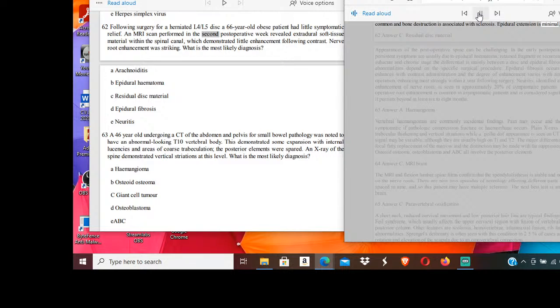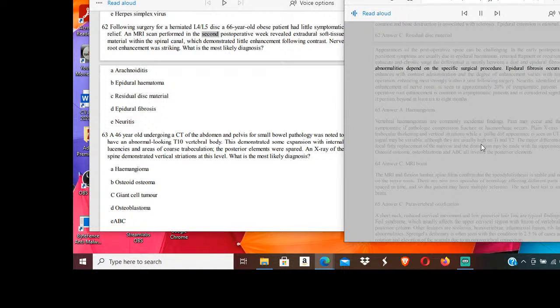62 Answer C, residual disc material. Appearances of the postoperative spine can be challenging. In the early postoperative period, persistent symptoms are usually due to epidural hematoma, retained fragment, or recurrent disc. In the subacute and chronic stage the differential is mainly between a disc and epidural fibrosis. Osseous abnormalities depend on the specific surgical procedure.